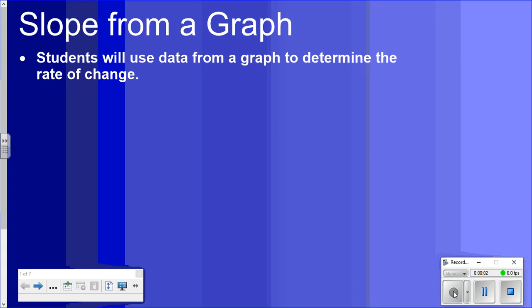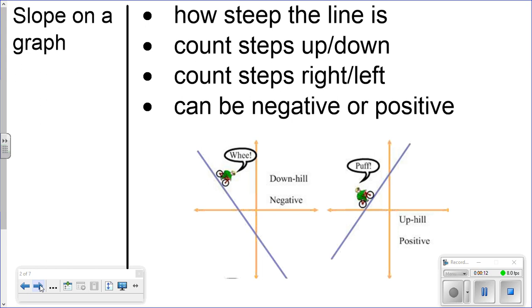In this lesson, we'll be talking about slope from a graph. By the end of the lesson, you should be able to use the data from the graph to determine the rate of change. When we're looking at slope on the graph, we're talking about how steep the line is. You could take two ordered pairs and count the number of steps up or down, and then count your steps left to right.